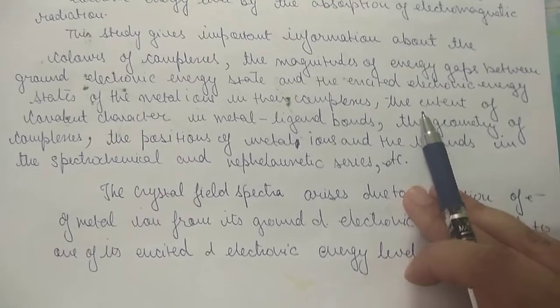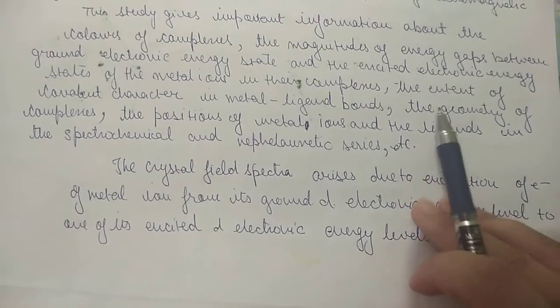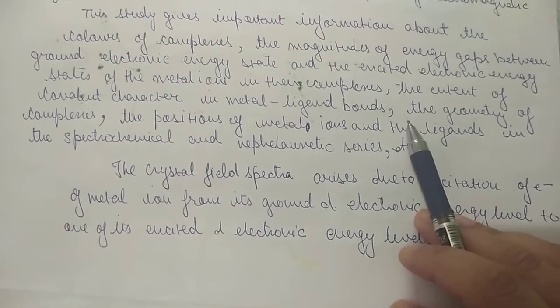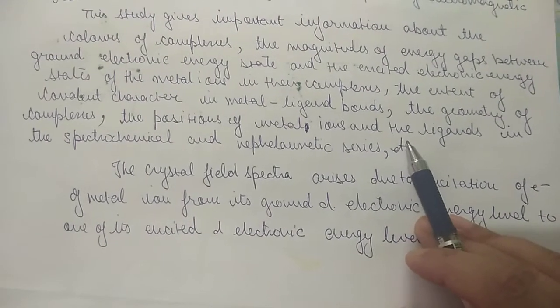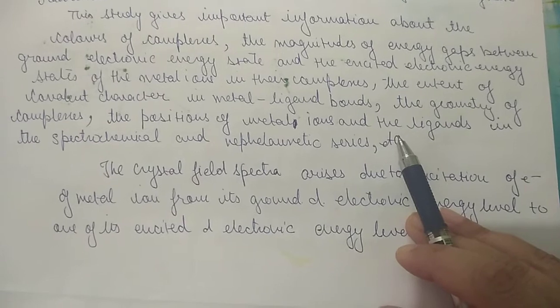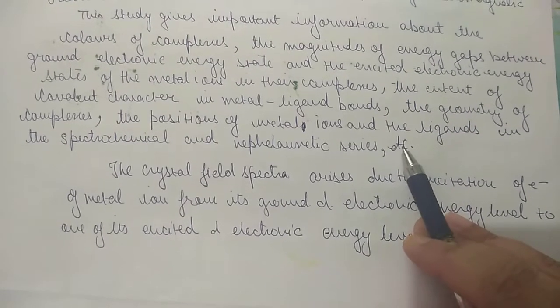Now what is the extent? It also tells about what is the extent of covalent character in metal ligand bonds, what is the geometry of the complex, position of metal ions, the ligands in spectrochemical and nephelauxetic series.